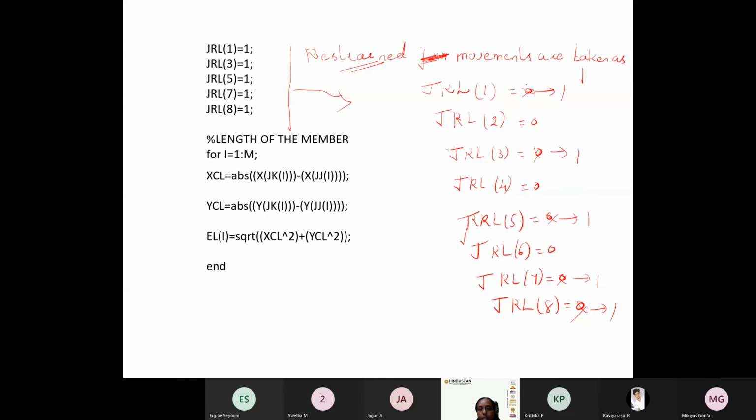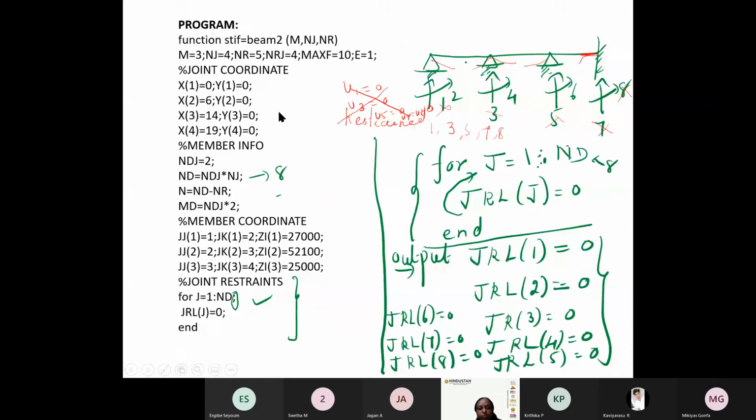Ma'am, at the left-hand side, whether it is an input or output? Which one? JRL of 1 is equal to 1. This is output. This one we have to give. Actually, this is the input we have to write to the program. So when you are writing the program, some things we have to give, and some things are done automatically. This is the same way we have to write the program.